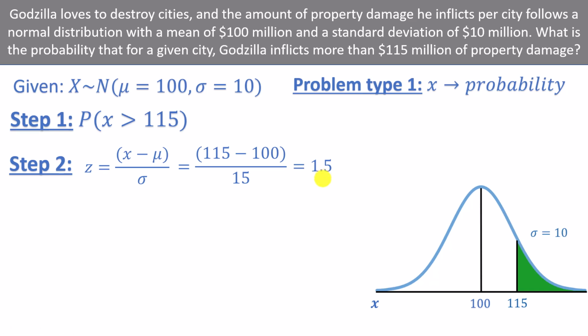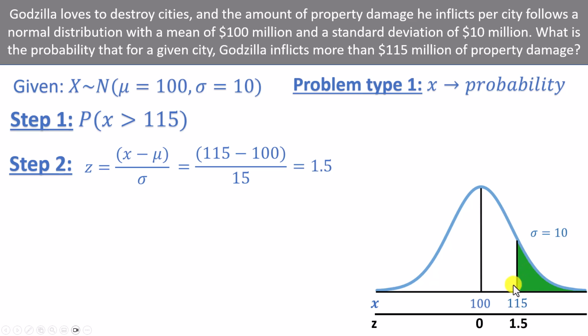Now at this point, you can add a second axis to your graph if you'd like to. You can put the z-scores on there. A z-score of 0, we know, always goes right down the middle of the normal distribution, represented by the mean. And the 1.5 corresponds to that 115 value, right? So those pair up together.